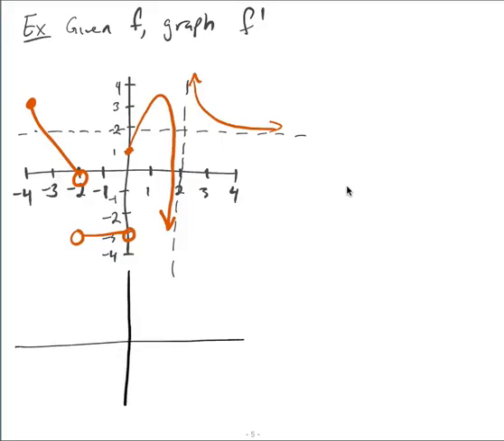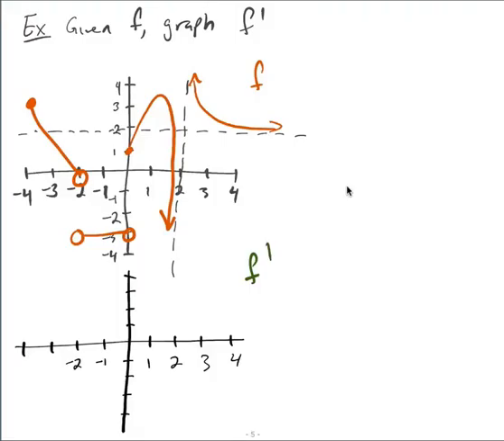Okay, so we want to graph the derivative here. So the easiest way to do it is to line it up. So notice I drew it directly below, and keep the scale kind of the same. Okay. All right. So this is the original function f, and then this is going to be the derivative f prime in the green.